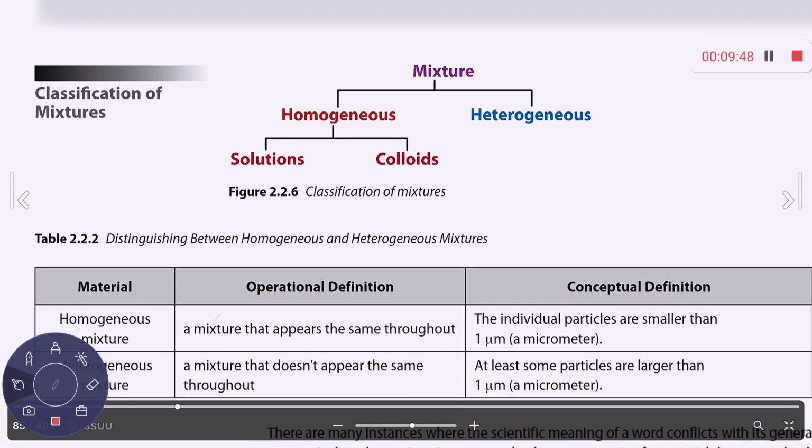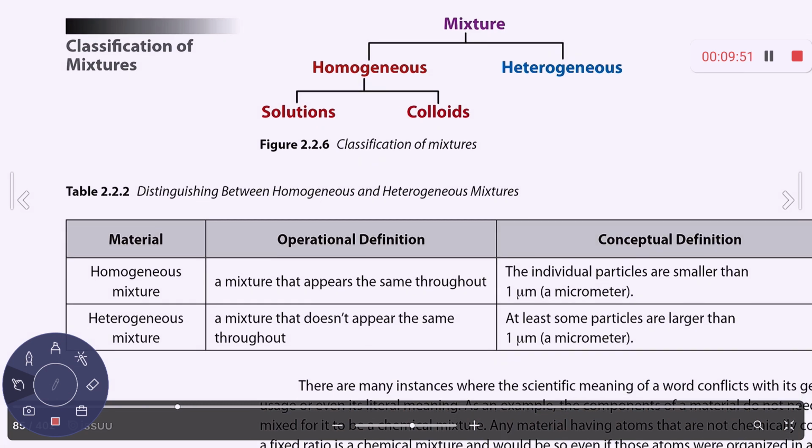Mixtures can be the same throughout, or they won't be. So that means they're either heterogeneous or homogeneous. So homogeneous will look the same throughout. Heterogeneous will not. Homogeneous mixtures could be one of two things. It could be a solution, like seawater, as an example, or it could be a colloid. Colloids are going to have larger particles dispersed throughout them, and these will reflect light. So fog would be an example of a colloid, okay?